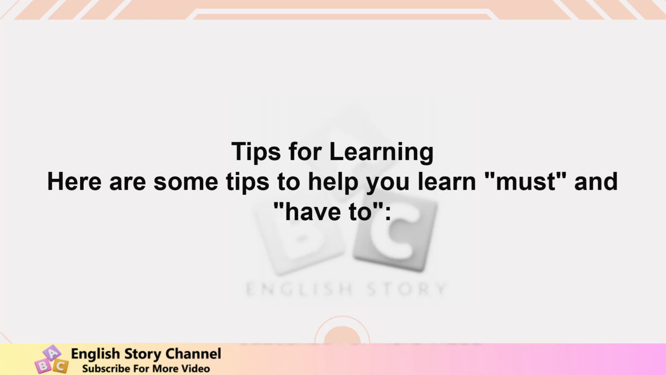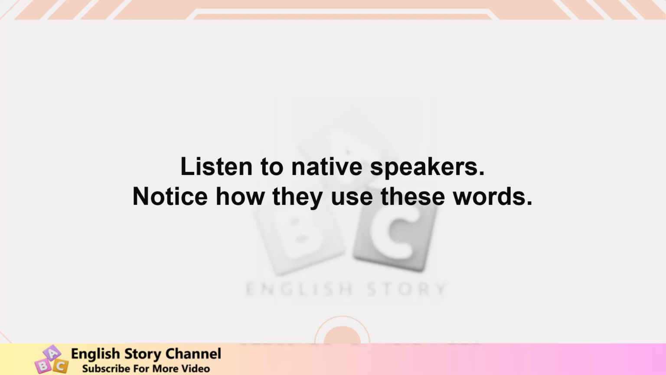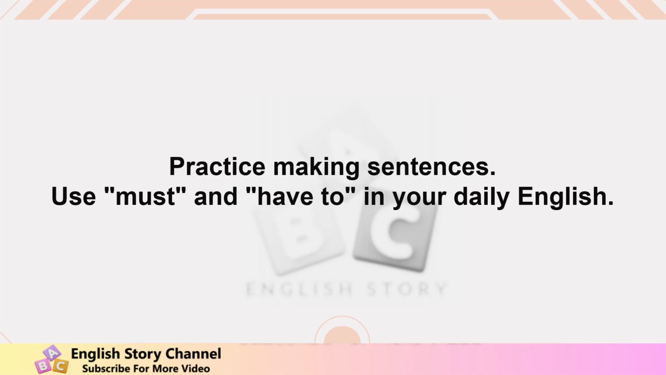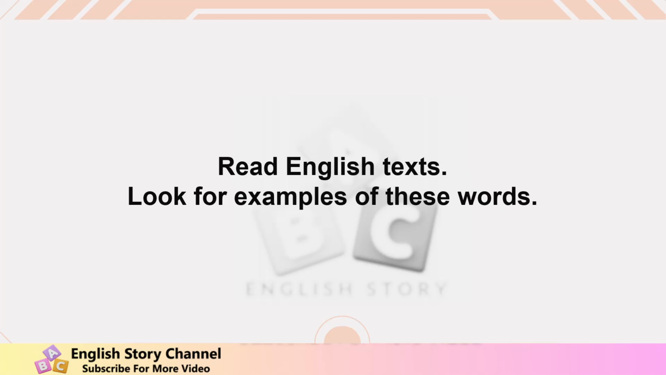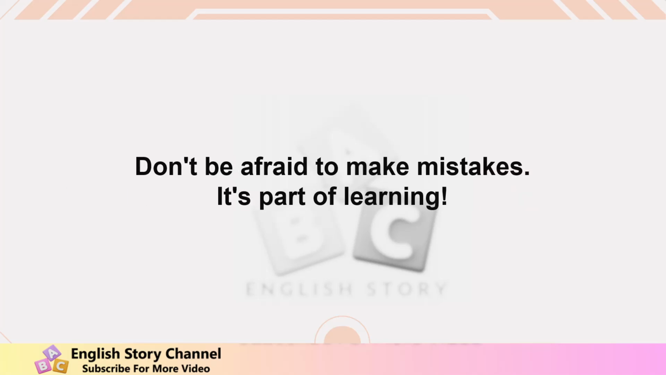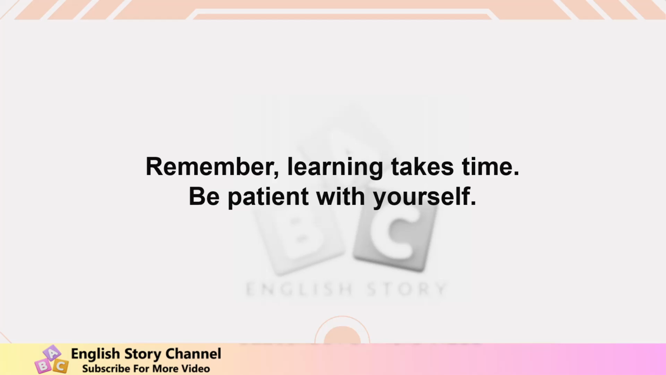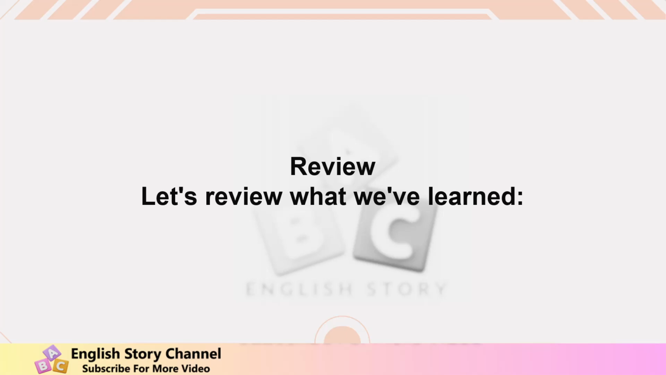Tips for learning. Here are some tips to help you learn must and have to. Listen to native speakers. Notice how they use these words. Practice making sentences. Use must and have to in your daily English. Read English texts. Look for examples of these words. Don't be afraid to make mistakes. It's part of learning. Remember, learning takes time. Be patient with yourself.